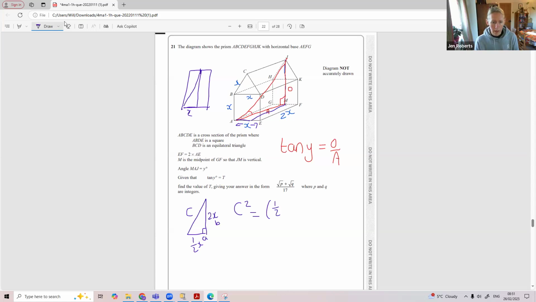So you want half X squared, add 2X squared. What's half X squared? A half squared, half times a half is a quarter. It's quarter X squared. What's 2X squared? 2 times 2 is 4. 2 squared is 4. 4X squared.